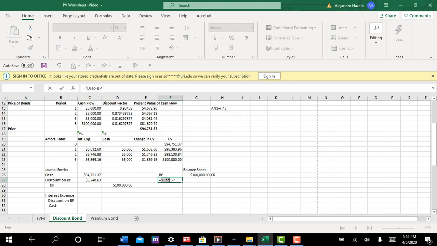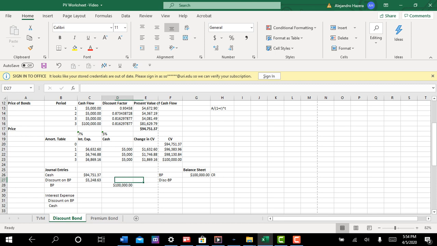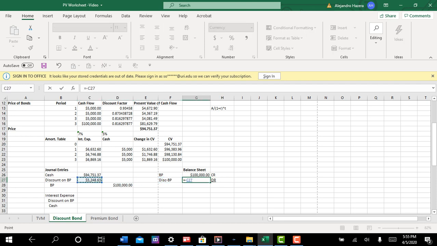Take out that equal sign. Minus the discount on bond payable, which is really that account right there. And that's a debit. Notice that it results from a debit entry. So that amount is going to be equal to, and I'm going to make it a negative because it is a negative, minus that amount right there.